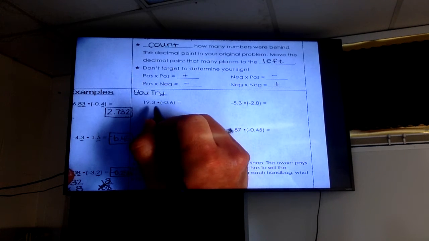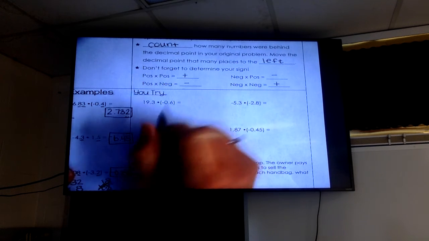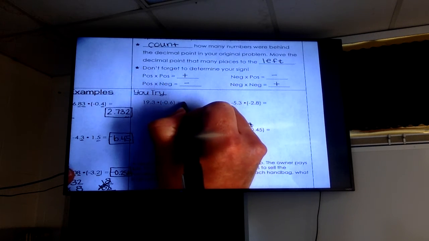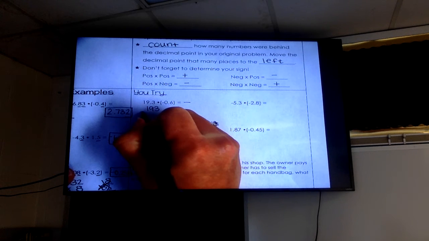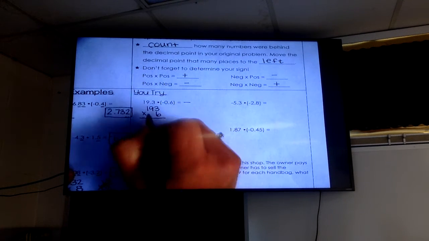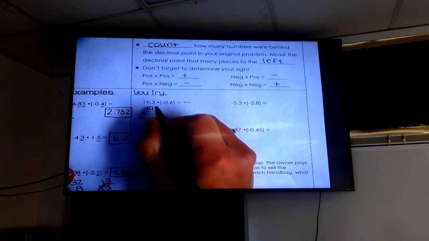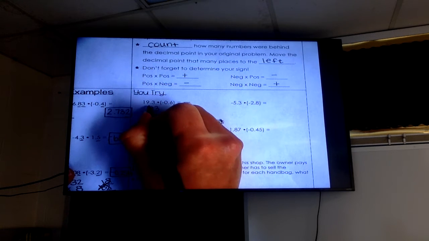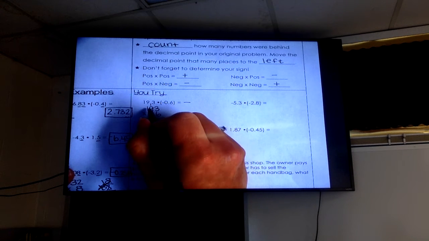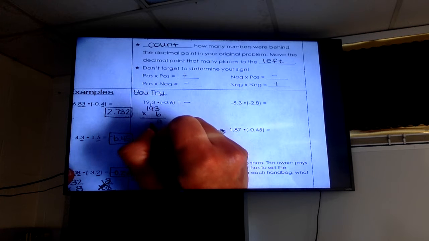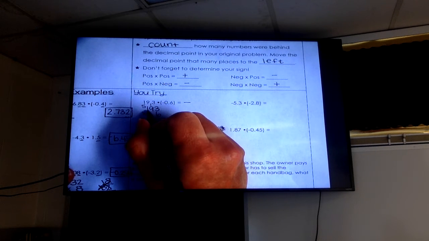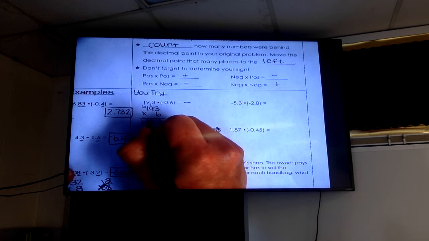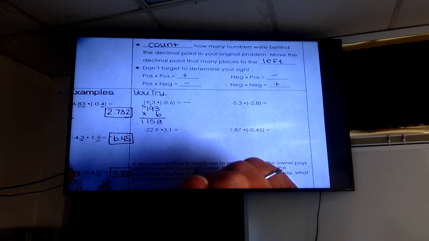So I have 19.3 times negative 6/10. A positive times a negative is a negative. I have 193 times 6 when I rewrite it, taking out my decimal, because this is easier for me to work with. So 6 times 3 is 18. 6 times 9 is 54, plus 1 is 55. 6 times 1 is 6, plus 5 is 11. So I have 1158 as my answer.